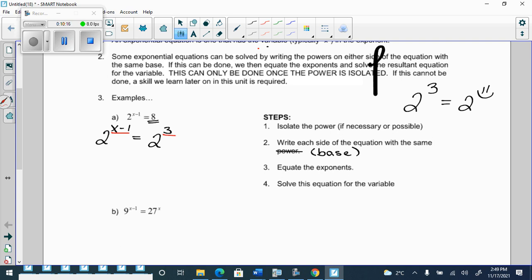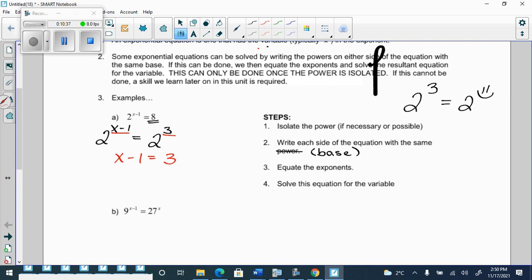So once I have the same base, I can say the exponents must equal. Some people like to cross the bases off. You're not crossing them off. That's not actually real math. You're saying 2 to this exponent equals 2 to this exponent, so these exponents must equal. And then I can just solve. What do I do? 4, because you're adding 1. So we're going to get x equals 4.